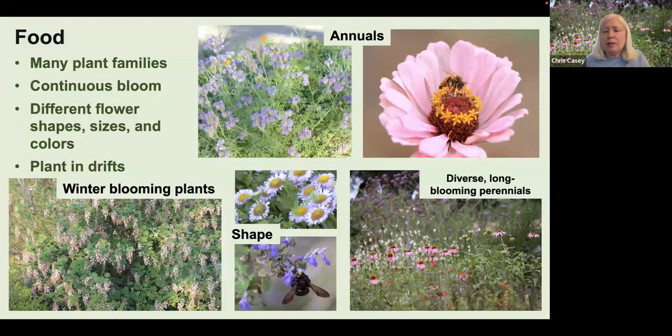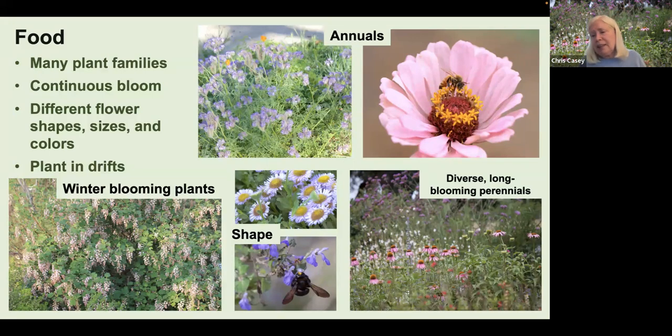Shape is also important. If you think back to that first slide that I showed with the tiny little sweat bee and the large 1-inch long carpenter bee, they're going to need very different flower shapes. Small, flat, open flowers like daisies, and Santa Barbara daisy is a great one for bees, are going to be really valuable for those small bees, whereas the larger bees need a bigger flower that has a landing pad that they can grasp onto while they forage.